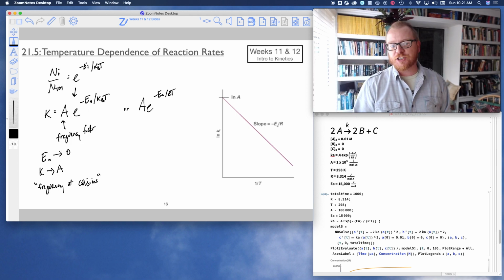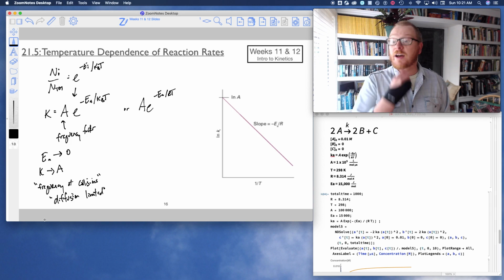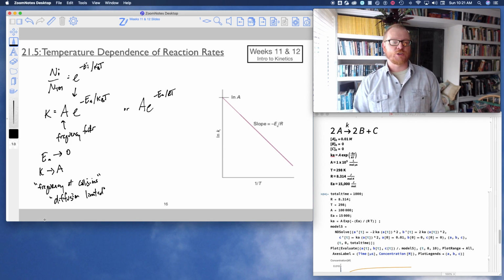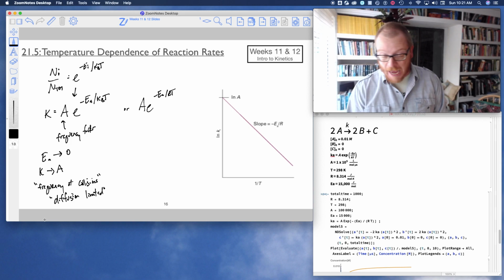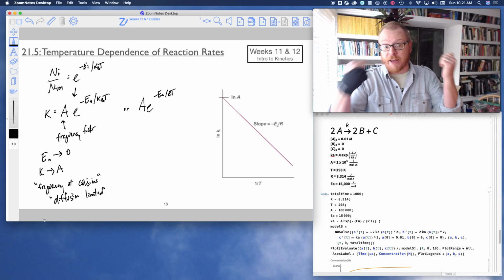Or if the activation energy was very small, then K just proceeds at what we call diffusion limited. So in other words, the only amount of time, which I will start referring to as the rate limiting step, is the amount of time it takes for the reactants to come together and react.